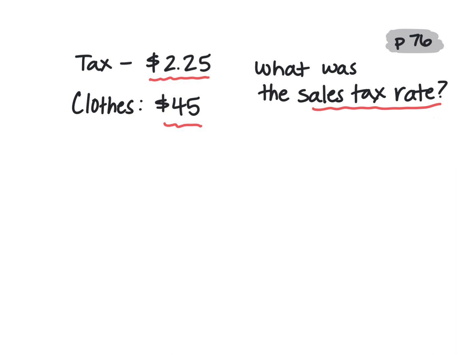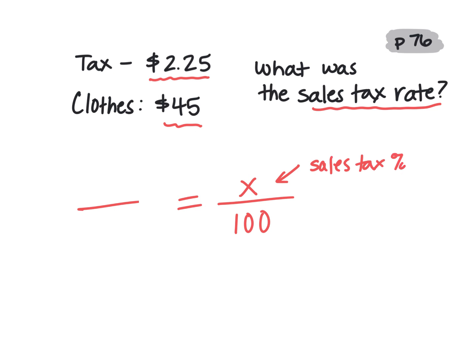Okay, so we can still set this up the same kind of way. So let's go ahead and set up a proportion. This time I don't know my sales tax percentage. So I'm going to put X over 100. So this is my sales tax percent. I do not know that. I do know though the part that I paid in sales tax. That needs to go right across from it. That's my sales tax. That's the part I paid. So that's $2.25. Notice that this is the sales tax and across from it is the sales tax percentage. It kind of has to match up.